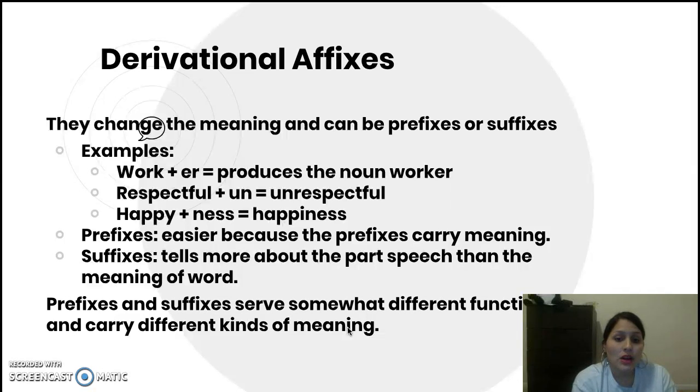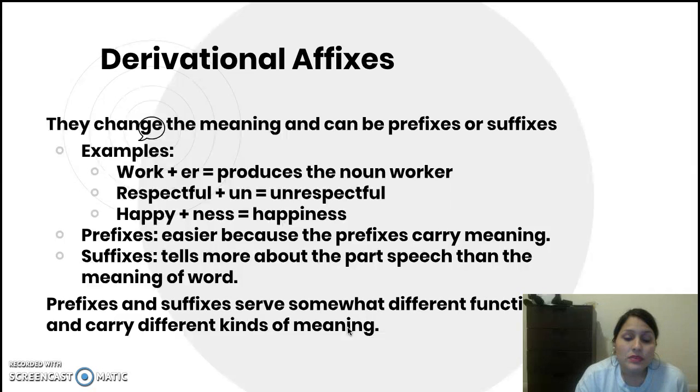If we add the prefix un in front of respectful, we get the word unrespectful. And we know that un would mean not, so it changes the meaning from being respectful to not being respectful. And then we have the word happy plus ness. So happy gives us the meaning of the mood a person might be in, the feeling. And when we add ness, it creates the word happiness, it's now the state of being. So it does change the meaning of the word happy a bit.